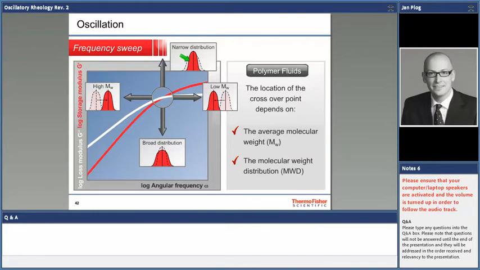Narrow distributions for one and the same polymer bring up the moduli in the crossover and usually shift them slightly to higher frequencies. So this is something that you really have to tinker around with to formulate the perfect product for a certain application.